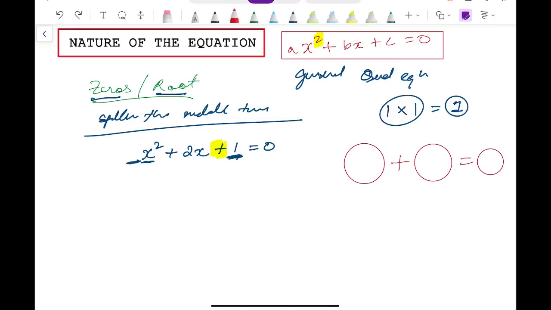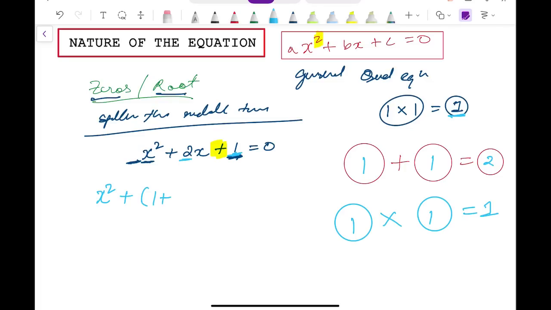Why 2? Because the middle number here is 2, so two numbers added, you need to get 2, but two numbers multiplied, you need to get the last term, which is 1. So it's a simple one. 1 plus 1 is giving me 2, and 1 into 1 is giving me 1. So what I'll do is split the middle term, which is why it's called splitting the middle term. x squared plus, 2 can be written as 1 plus 1, x plus 1 equal to 0.